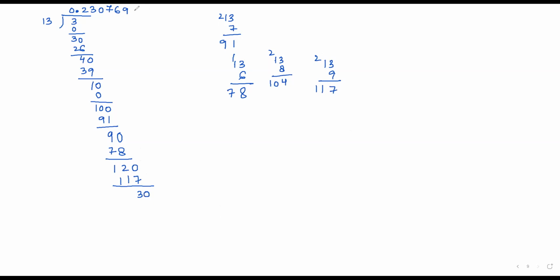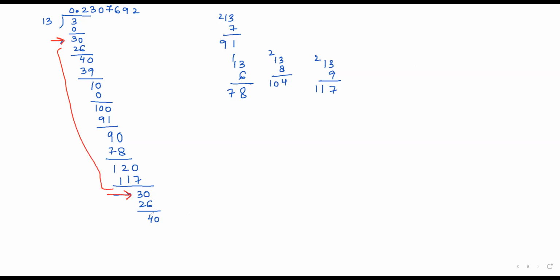Now again, 2 times it will go 26. Then you have 4, make it 40. So now you can see it has started repeating itself. Can you see here? 30. Once you get 30, that means it's going to repeat itself now, right? Like here you were getting the remainder 30. Now again you are getting the remainder 30. So that means this whole process is going to repeat now, isn't it?